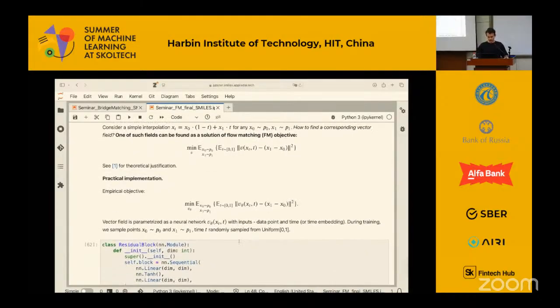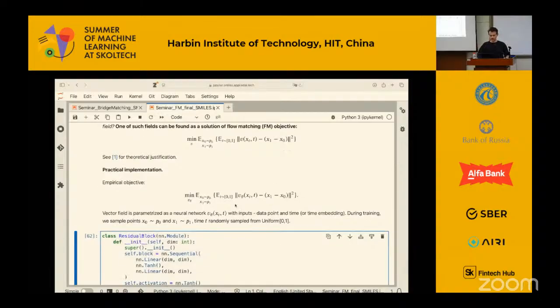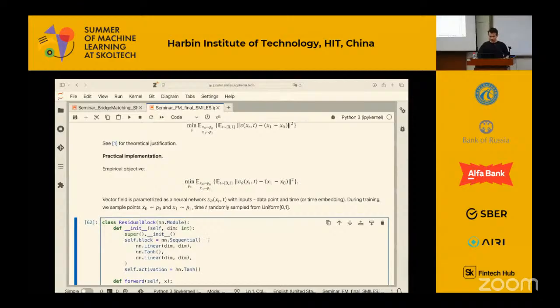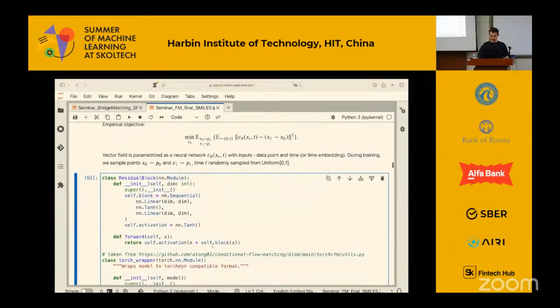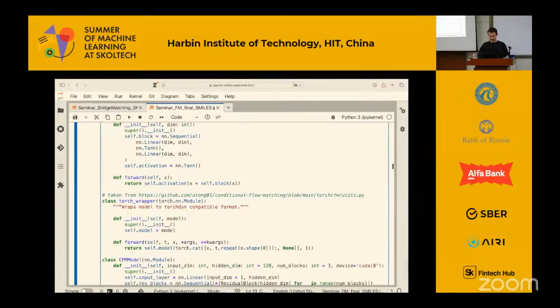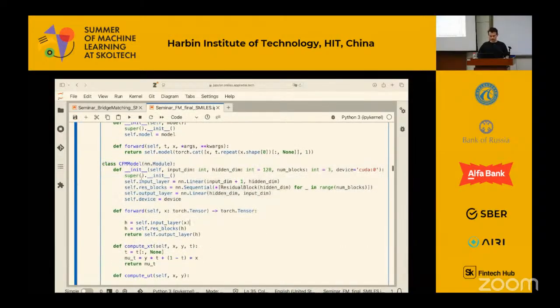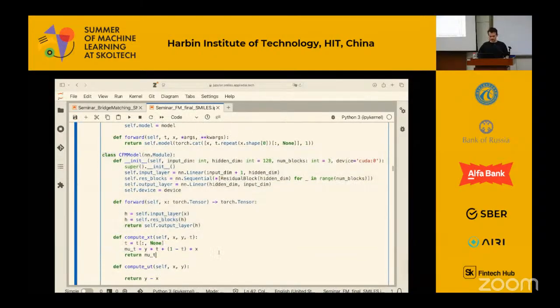So yeah, we sample from one distribution, from our distribution, make a linear interpolation between them, sample some random point in time t, and solve this regression problem. Okay, great. Now let's implement it. First of all, let's take a look at our flow matching class. That will be our main class for today.